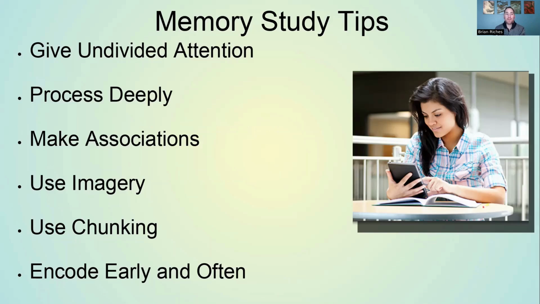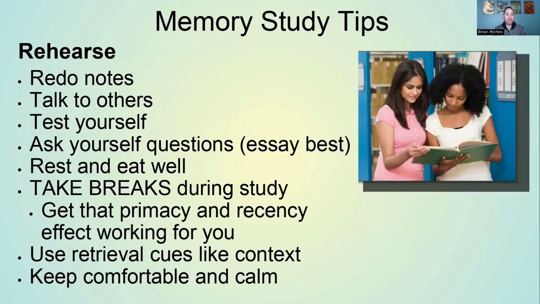Process it deeply. So think of actual relevant associations to yourself that are more real or relevant. Use imagery. We've talked about imagery quite a few times. It's a strong part of your hippocampus that can use imagery. Use chunking, so put concepts together, put little bits together. Encode early and often. So be doing this process. Get enough rest. Take breaks while you're studying. If you take breaks and you're resting during your break, it's giving your brain a chance to be working on encoding that information. Redo notes, talk to others about the things you've learned, kind of report to other people.